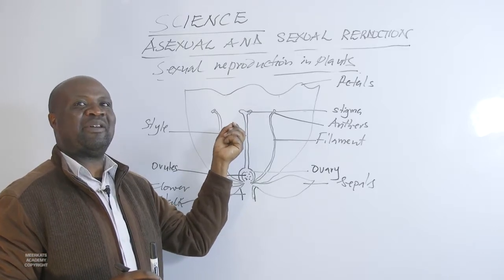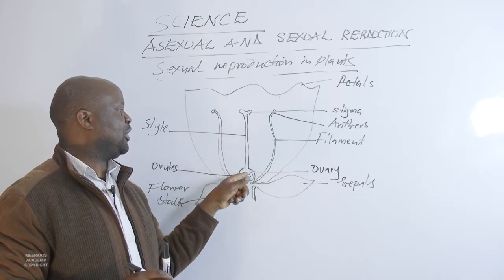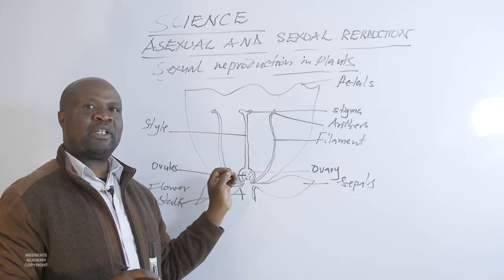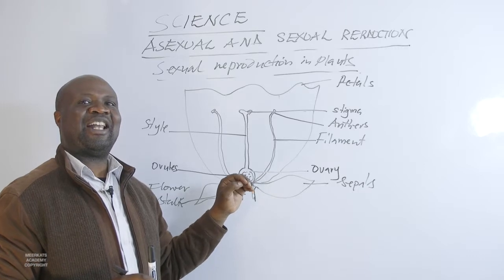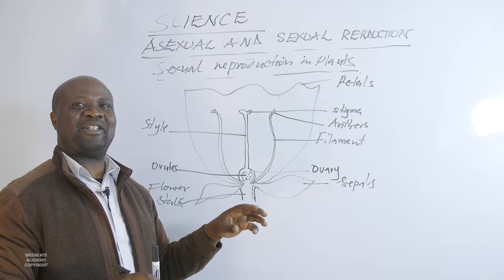That pollen grain will germinate a tube. That tube will go through the style and it will reach the ovary and the ovules. When it reaches the ovules, a process called fertilization will take place, resulting in seeds and fruits.